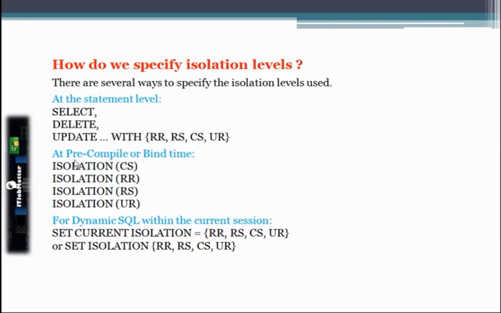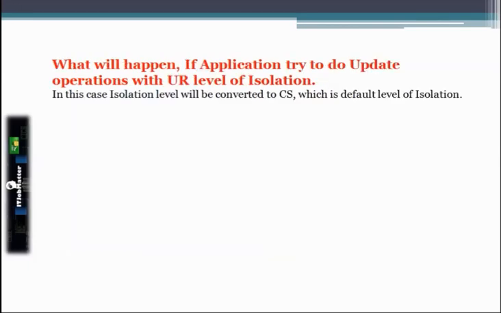The second way is to provide it in the bind card, and this is how we provide the isolation level parameter in our bind card or at the pre-compilation stage. The third one is providing it in dynamic SQL, and this is how we set the isolation parameter in dynamic SQL. And this is one of the very frequently asked questions in interviews.